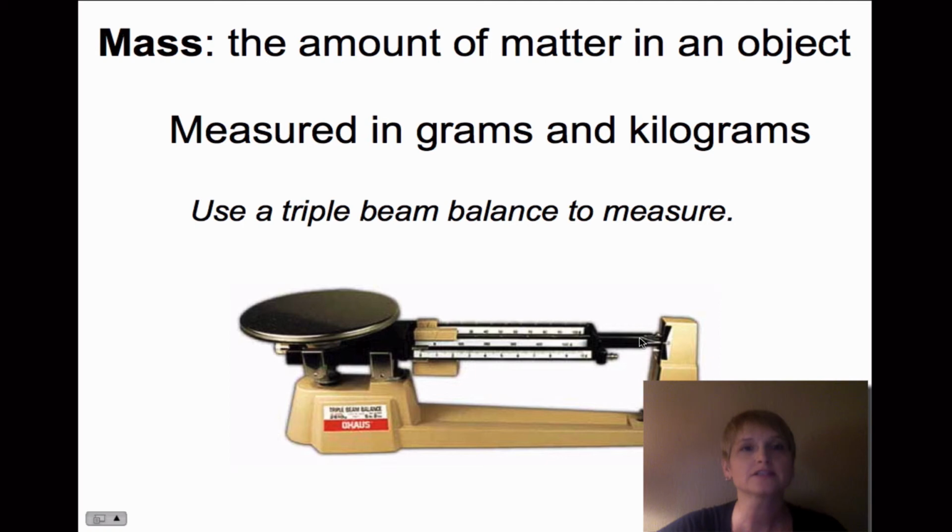All right, the next thing that we will be measuring is mass. And mass is the amount of matter in an object. So it's not the weight of the object, because weight is the effect of gravity on an object. With mass, we're just looking at the matter in the object. Sometimes we use those interchangeably, but they're really different. So to measure mass, we use a triple beam balance.